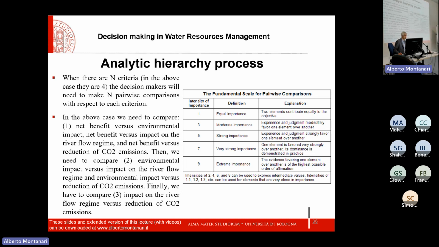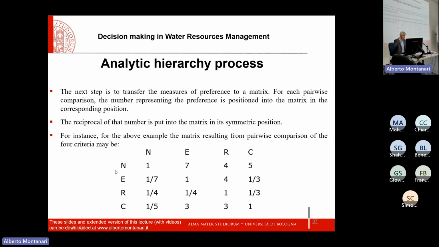If you want to say that the first criterion is less important than the second, moderately less important, you may use the score of 1/3. So the reciprocal, which means less than 1, means that the first criterion is less important than the second. And then we put this comparison into a matrix. This matrix here is just an example.